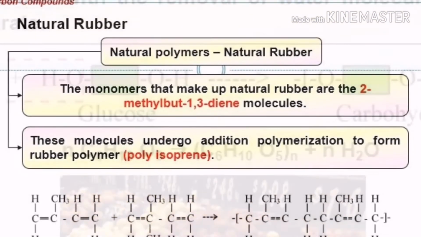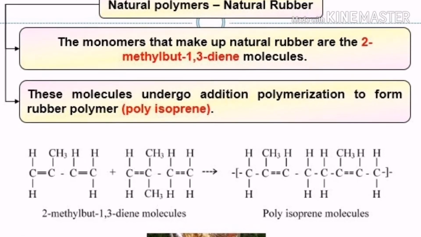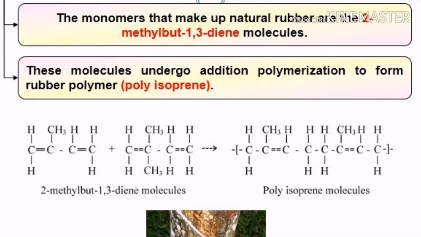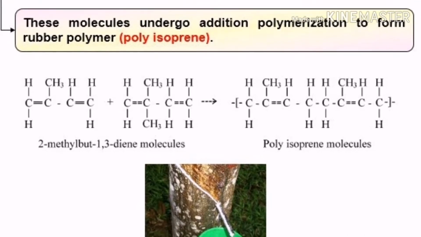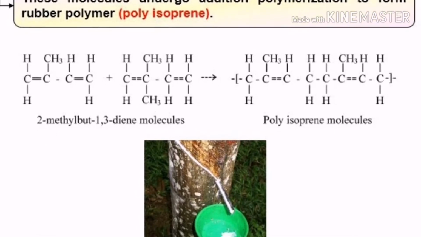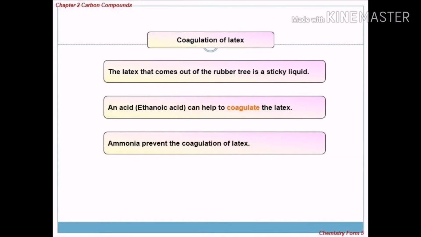Now, let's take a look at another polymer, which is natural rubber. The monomer in natural rubber is called 2-methyl-but-1,3-diene molecules. The latex that comes out of the rubber tree is a sticky liquid. An acid, to be specific ethanoic acid, helps to coagulate the latex, while ammonia prevents the coagulation of latex.